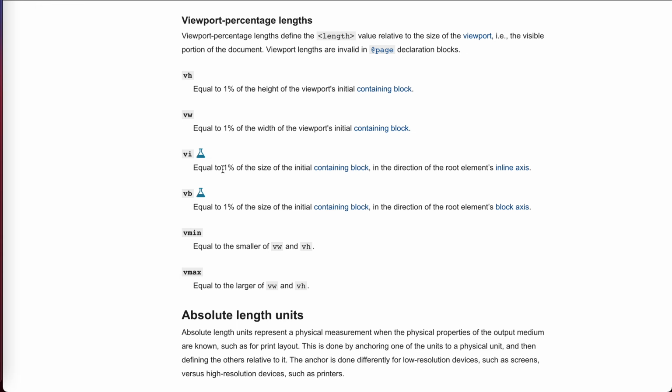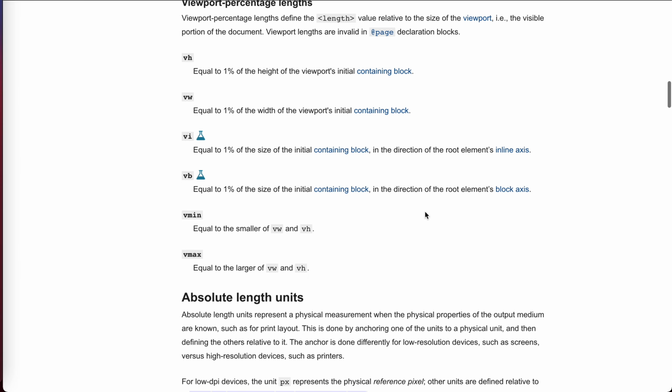VI equals to 1% size of the initial containing block in direction of the root element's inline axis. And VB is the viewport block axis. I think this should be the same as the view width if the inline is horizontal, for most of the cases.